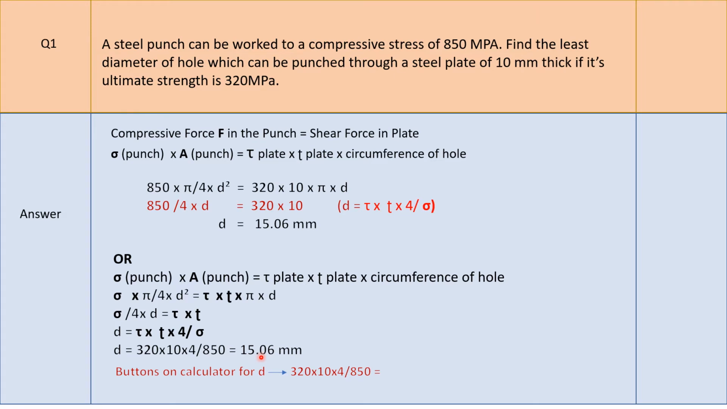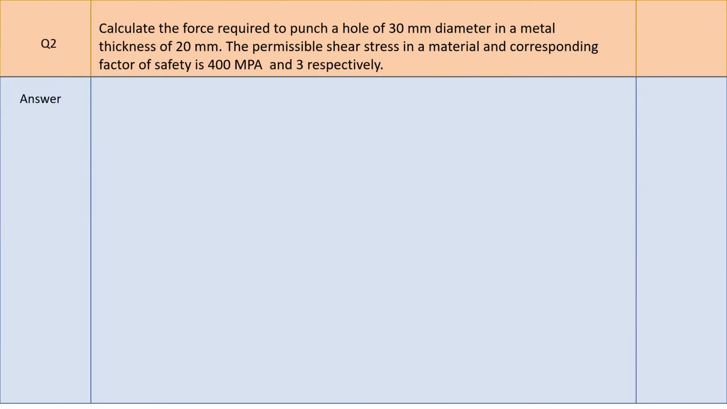15.06. This is a very simple calculation. 320 into 10 into 4 divided by 850 is equal to, and you will get the answer. The least diameter of the hole d is equal to 15.06 mm. Let us come to the question.